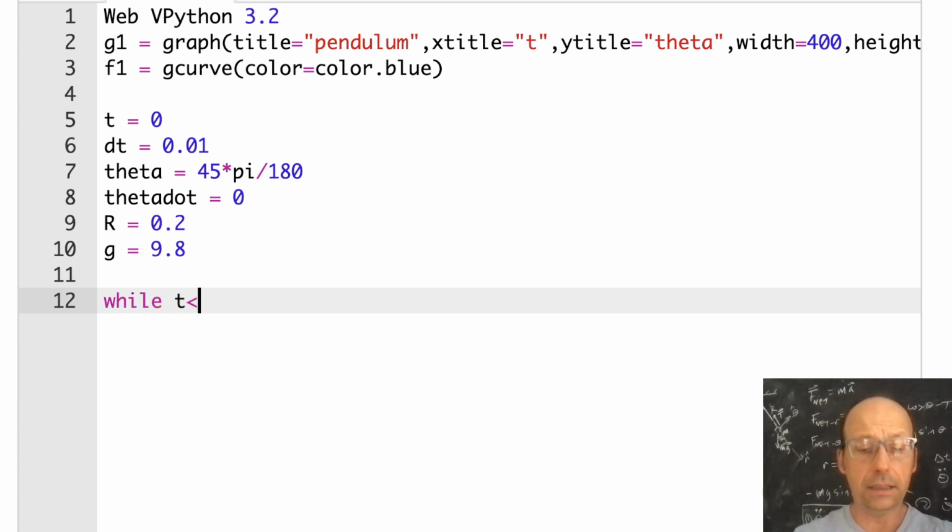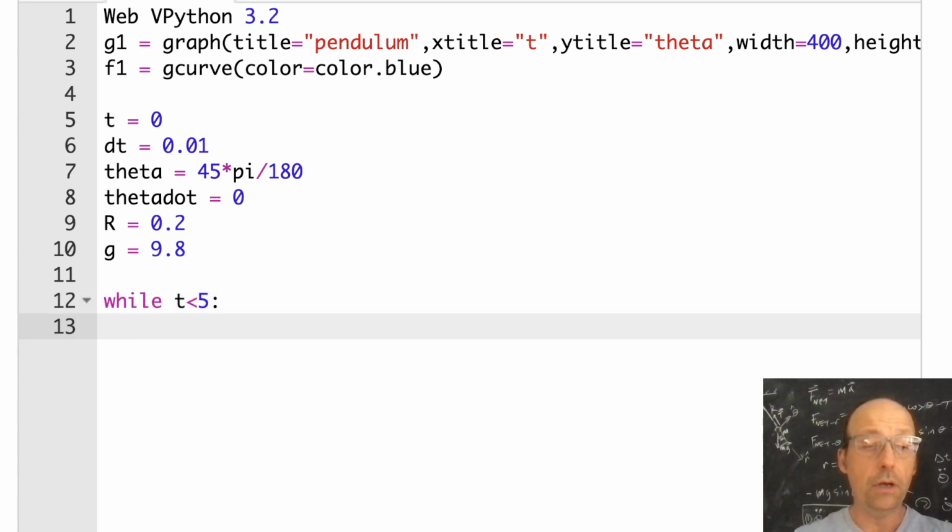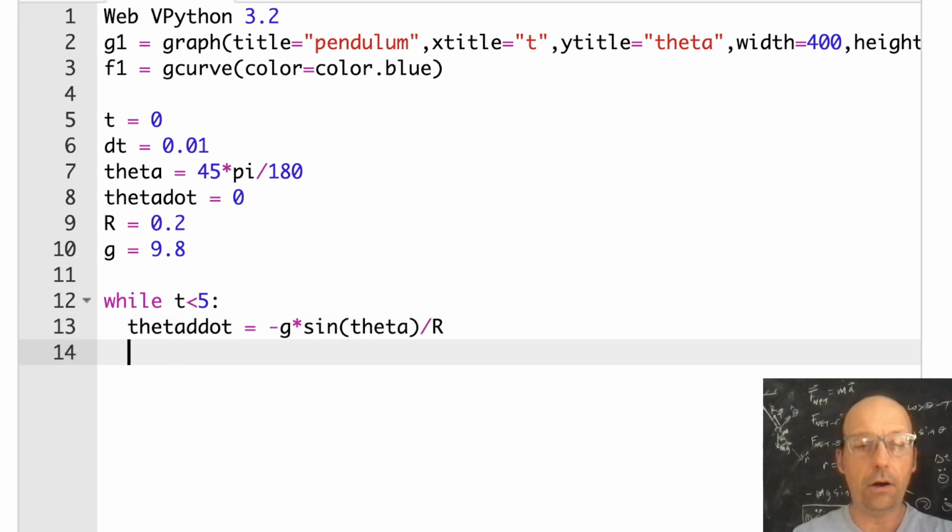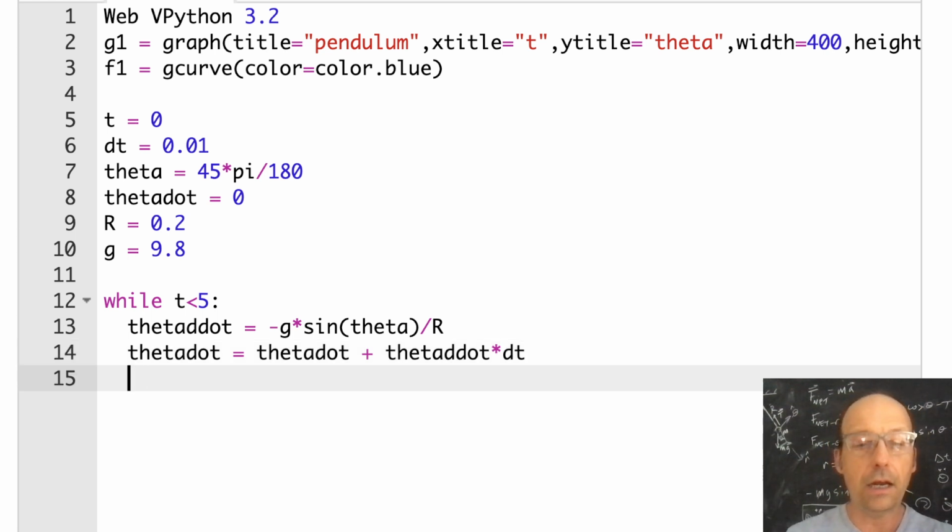While t is less than 5, I'm just picking a value. So I'm going to calculate theta double dot. Theta double dot, I call it theta dot dot, is negative g times sine theta divided by r. Now I'm going to update theta dot, theta dot plus theta double dot times dt, which I just calculated. Now I'm going to update theta. Theta equals theta plus theta dot times dt.